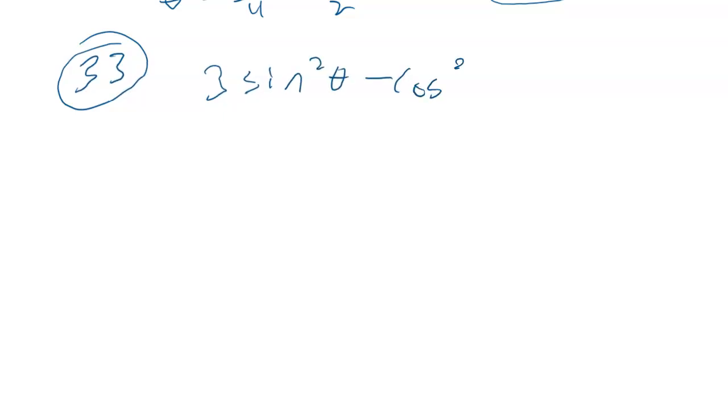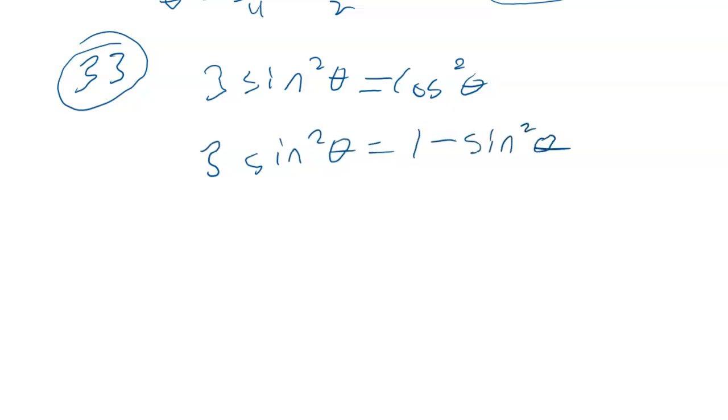Number 33. We get 3 sine squared theta equals cosine squared theta. You have to get everything into sine or cosine. It doesn't matter, but I feel like it'd be easier to get everything into sine. So we say 3 sine squared theta is equal to 1 minus sine squared theta. Move the sine squared theta over. Move the 1 over.